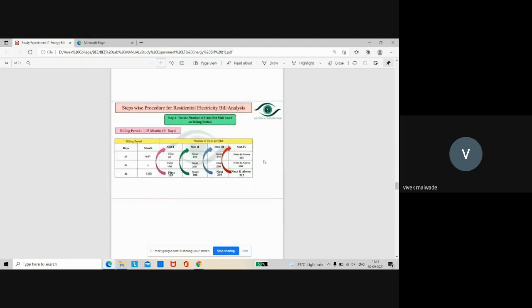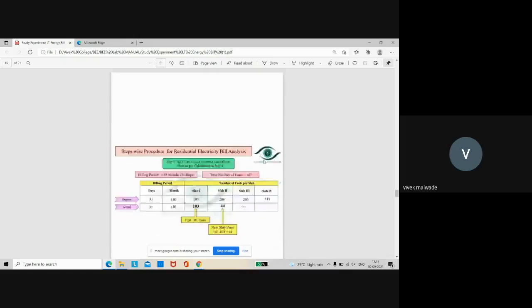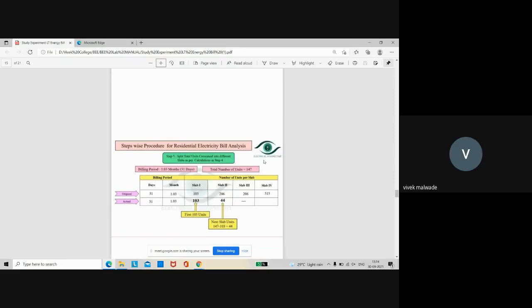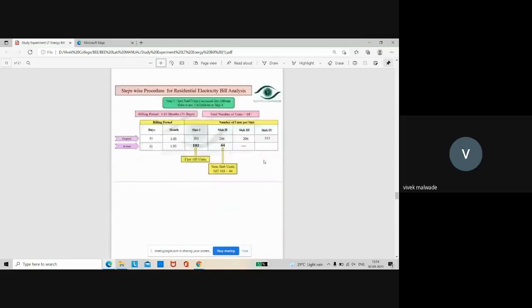ठीक है. उसके बाद थर्ड स्लैब आपको रेफर करना है. Next 206 is the slab 2, next 206 again is the slab 3, and 515 is the slab 4 for billing period of 31 days. Now here you can see that I have calculated. Original 31 days is 103, first 103 units, and remaining 147 minus 103 is 44. So first slab for 103 units, second slab will be now for 44 units. Okay, according to that you have to calculate your bill.